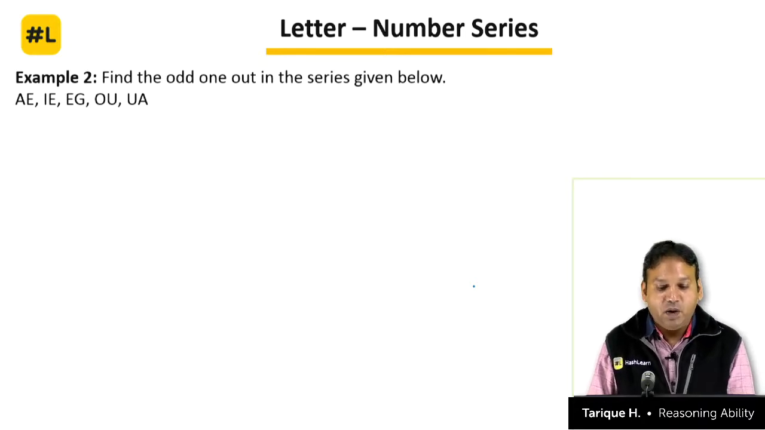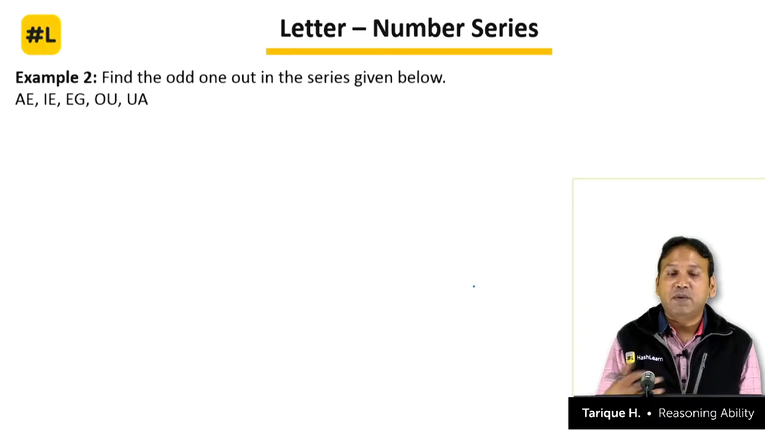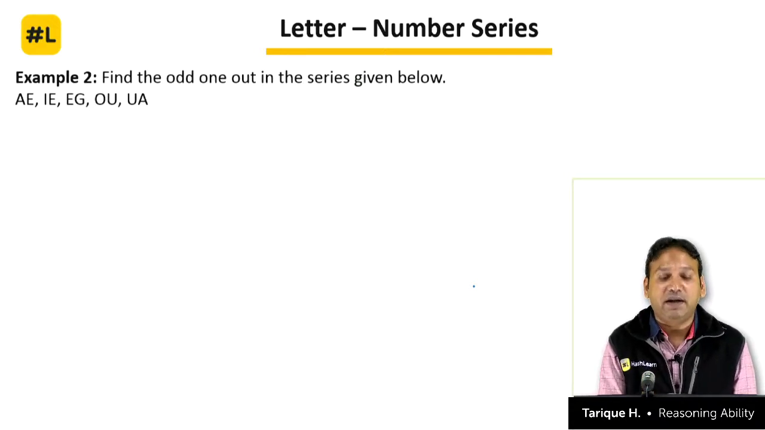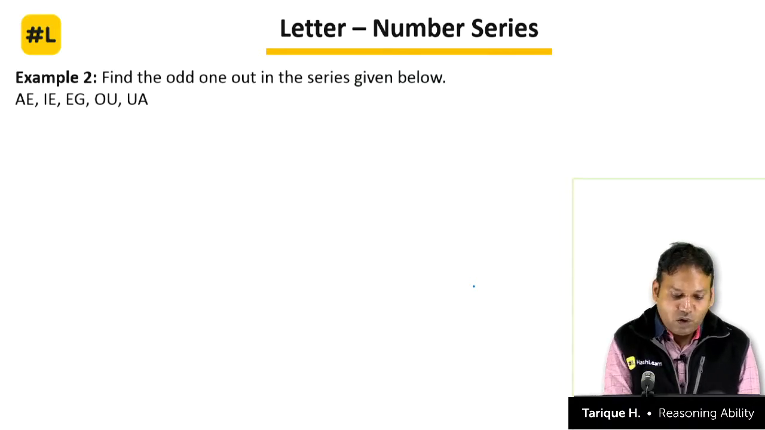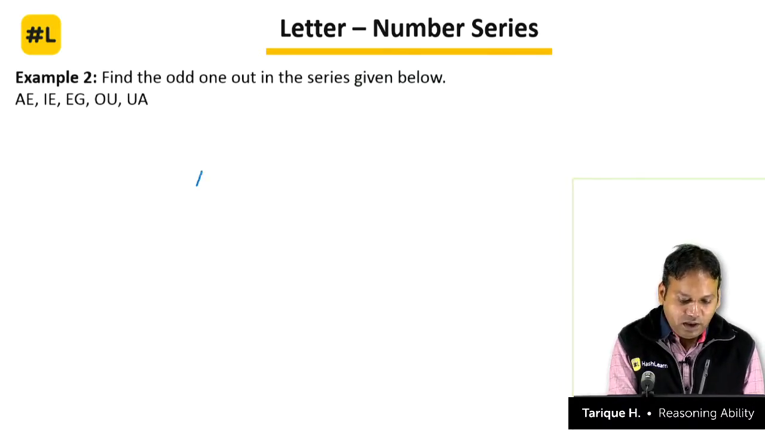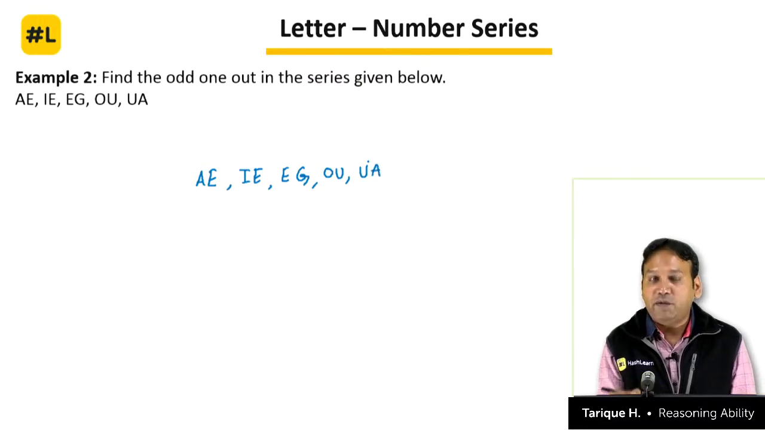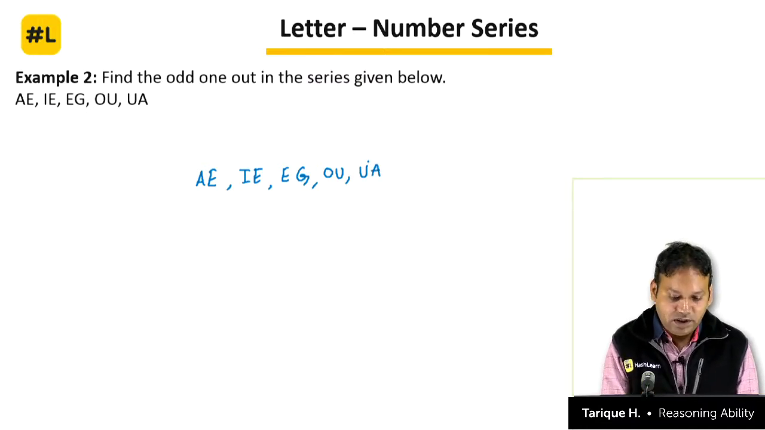Find the odd one out in the series given below. So which is the odd one out? In series questions sometimes we can have an odd one out also, and here we don't have digits, only letters are there. So what is the odd one out here? If you look at the letter combinations AE, IE, EG, OU and UA, clearly the odd one out here without any doubt is EG.